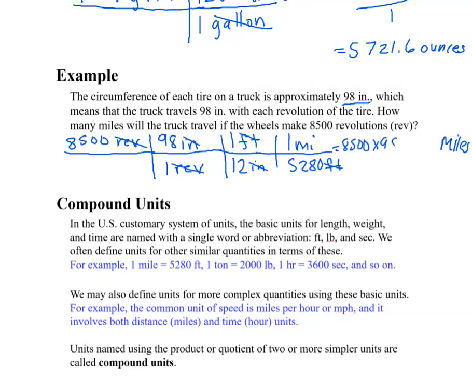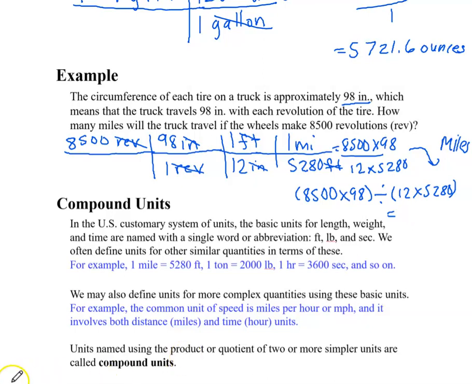8,500 times 98 on the top, because the rest of these numbers are ones, and on the bottom we've got 12 times 5,280. Remember, it's best to get the top measurement, or what you could do is make sure that you put in parentheses 8,500 times 98 divided by 12 times 5,280 to get our final answer. If you're using your fraction bar and keep all the stuff on the top or the bottom, that would work as well.